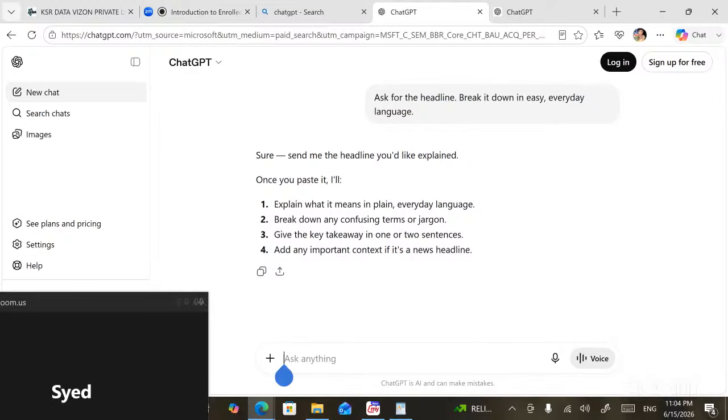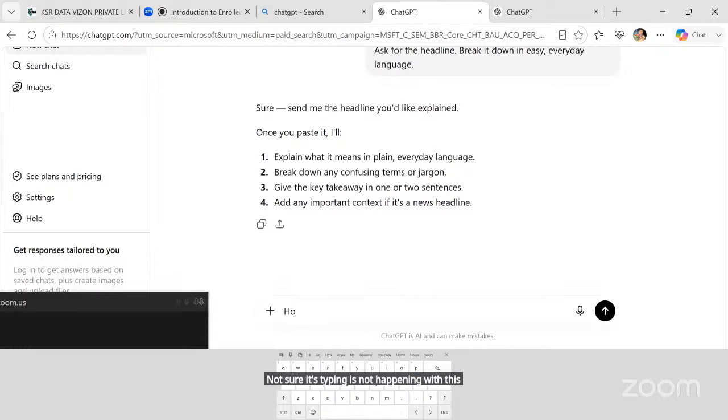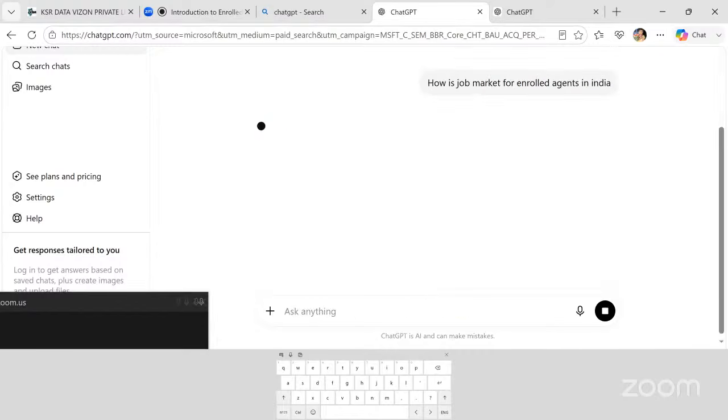Shall we connect with the laptop? So, not sure, typing is not happening with this. You are able to see the screen, right?